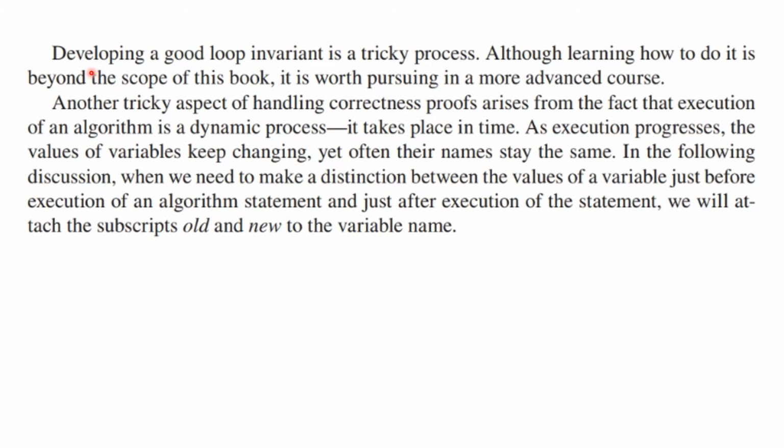Now, this is pretty deep business, and developing a good loop invariant is a tricky process, and learning how to do this is well beyond the scope of this course, but it is very worth pursuing in more advanced computer science courses. Another tricky aspect arises from the fact that execution of an algorithm is a dynamic process that takes place in time. As the execution progresses, the values of the variables keep changing, yet often their names remain the same. So just in this discussion, we're going to make a distinction between the values of a variable just before you execute an algorithm statement and just after, and we'll call the subscripts old and new to the variable name.